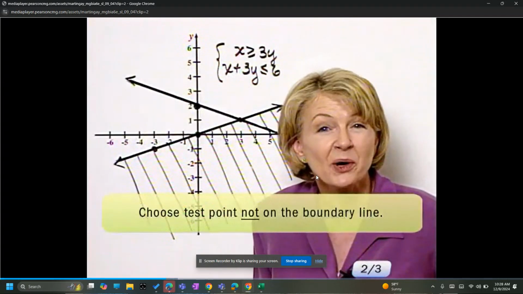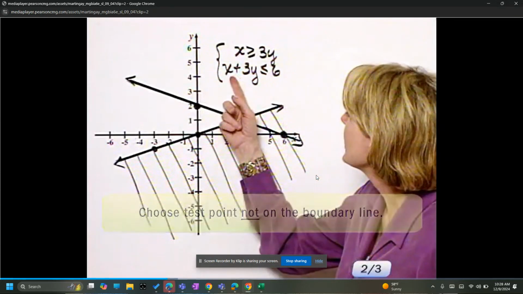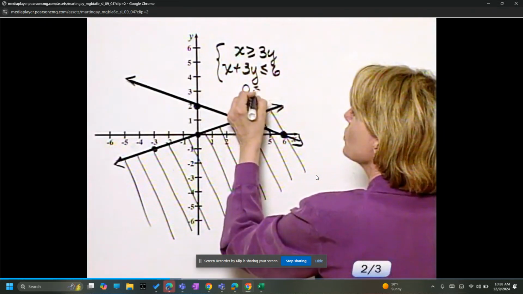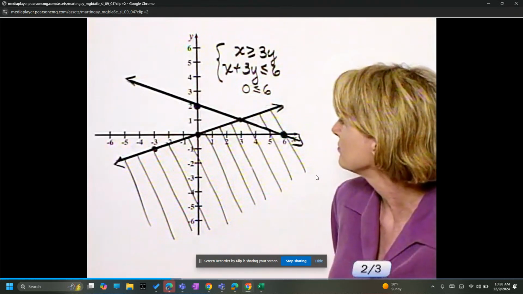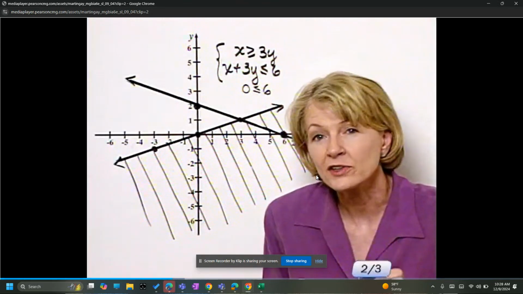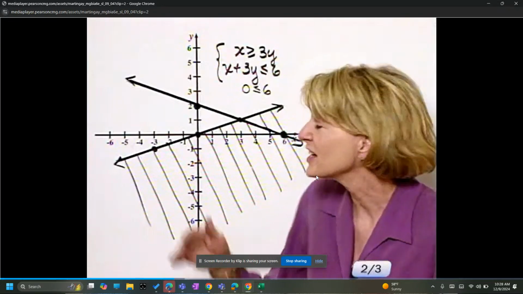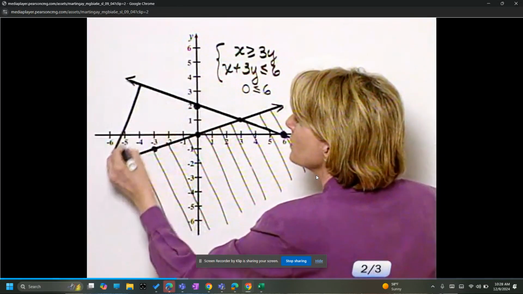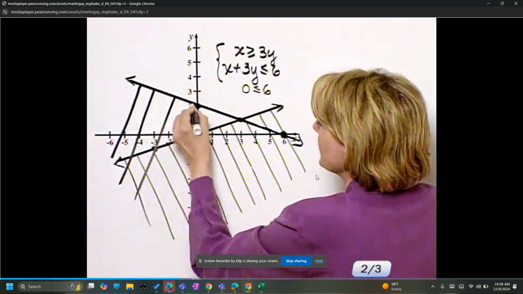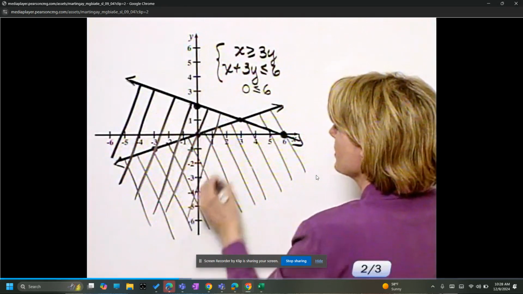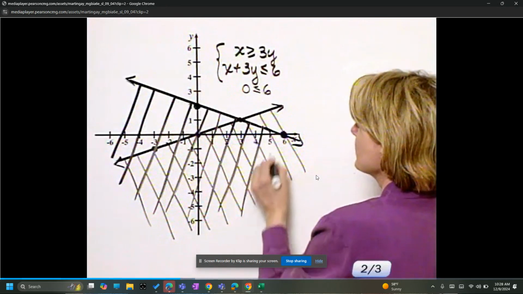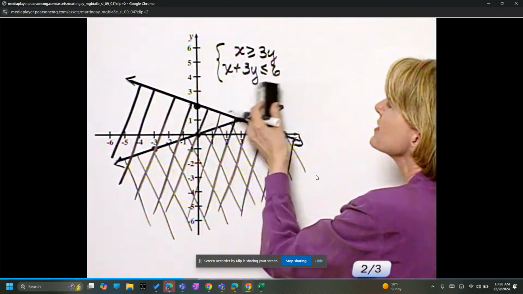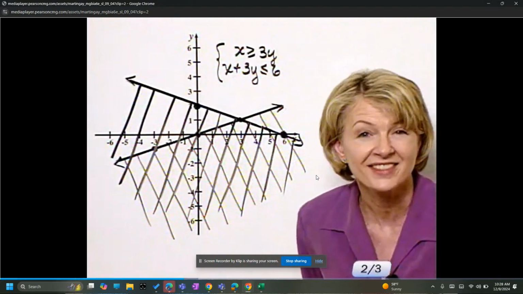I'll choose 0, 0 as my test point. If x is 0 and y is 0, is this true or false? Well, that's a true statement. So where do I shade? I shade below this boundary line. So I'll shade below that boundary line. And I've just finished graphing the second inequality. Now, you need to decide where is the solution region for this system.